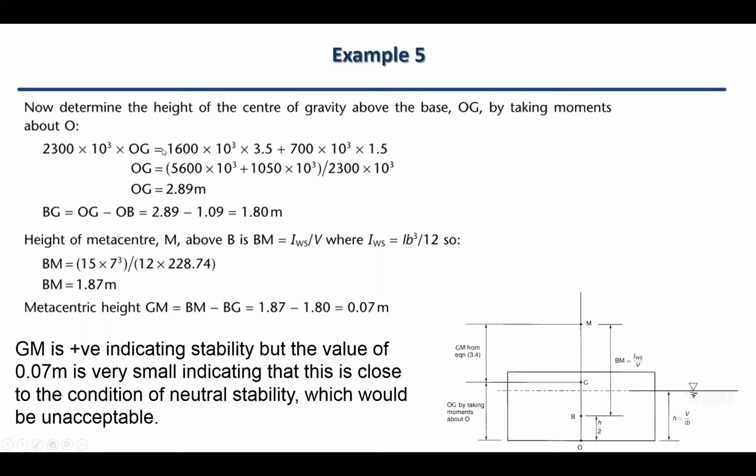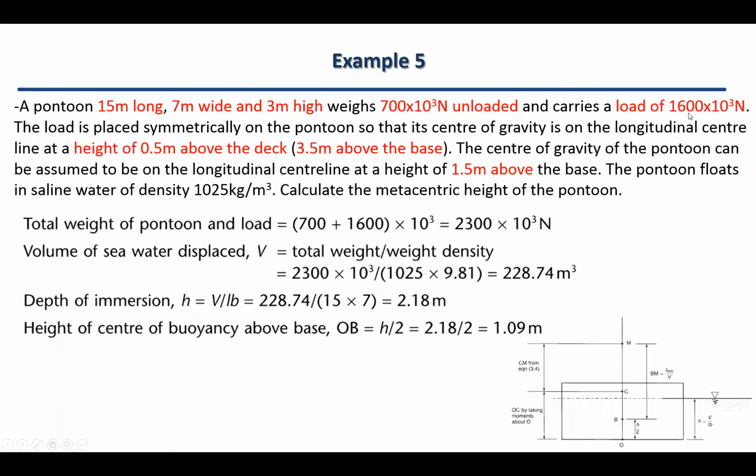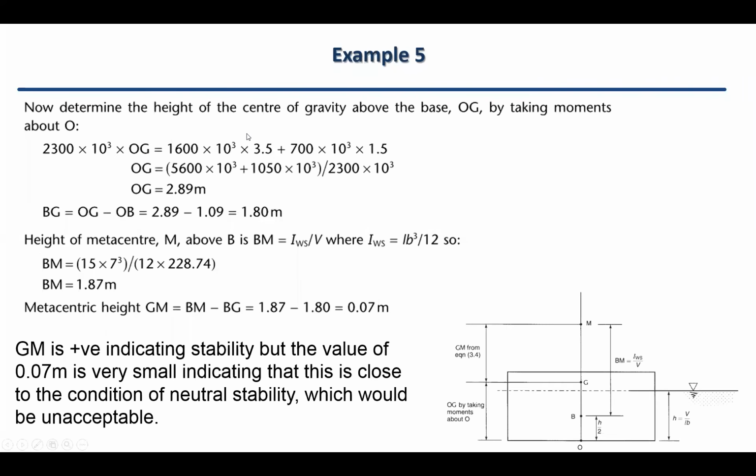On the right hand side, we have the weight or the mass times the lever arm, where the reference line is the base. Going back to this example, the load is 1,600,000 times the lever arm, which is 3.5 meters from the base. Three meters here, and half a meter to get to the center of that load.